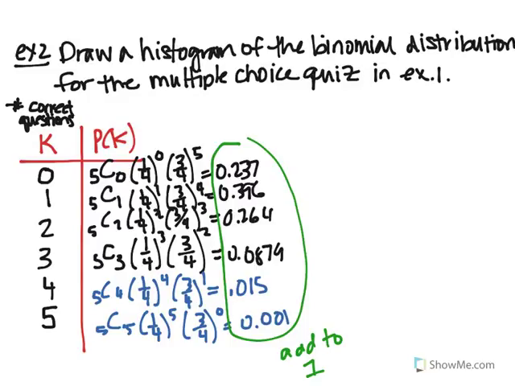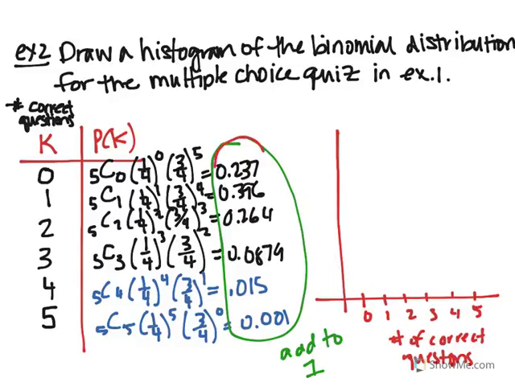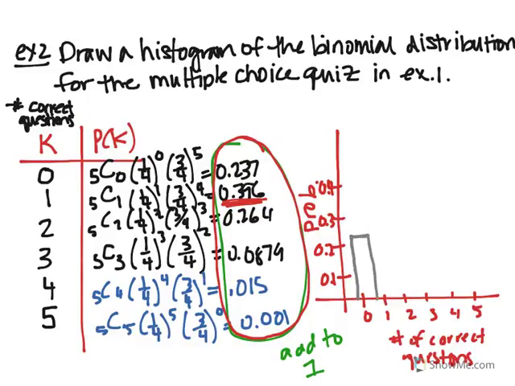So on the x-axis, I'm going to put our k's, which is our number of correct questions. And on our y-axis, I'm going to have to determine my scale from my probabilities. Because remember, the y-axis is the probability of that event happening. So looks like I'm going to go by 0.1s. And I did that because the largest I really have to go to is about 0.4, which is right there. So then I'm just going to draw my histogram or my bar graph. So at 0, I get about 0.237, so I would go up, 0.25 is halfway, so it would be something about right here. And again, this is just an estimate, so that's the first one.